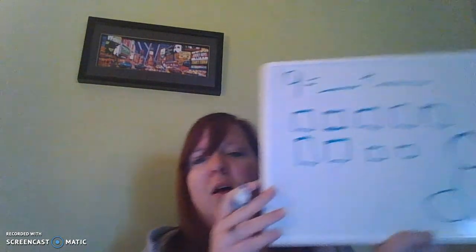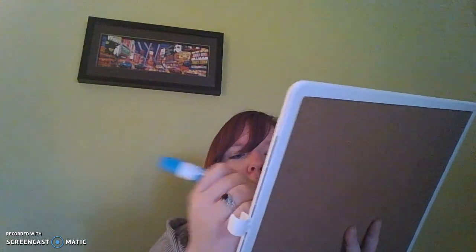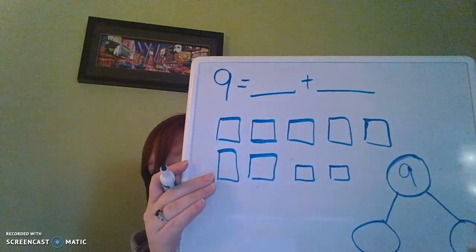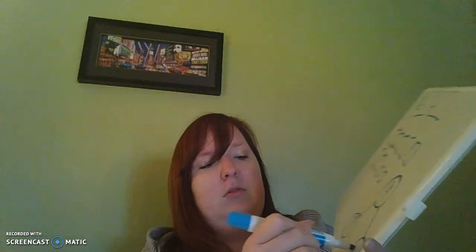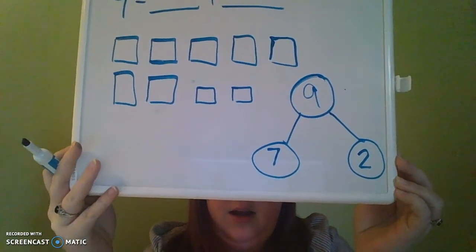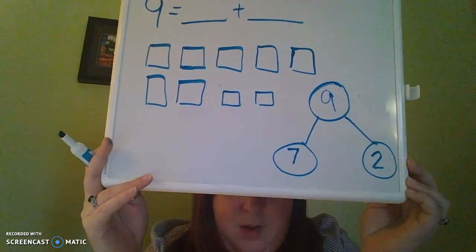What is my whole? The whole is how many blocks I have all together. How many do I have? 9. Okay, what are my parts? How many blocks did I start with? 7. How many big blocks I had, and how many small blocks did I have? 2. So your number bond should look like this. You have your whole of 9, big block 7, small blocks 2. So 7 and 2 make 9.